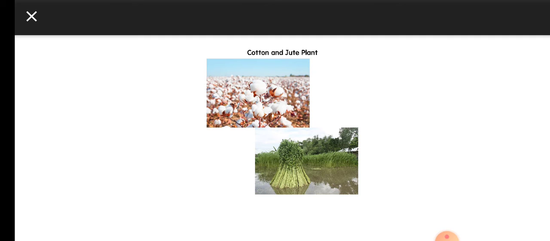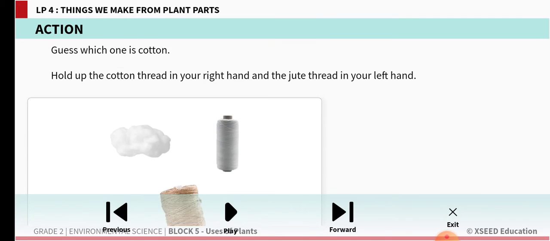And do you know children which part of the cotton we are getting the fiber? That is the fruit part. That white part is the fruit part. And in the jute plant, it is not the fruit part, it is the stem part from which we get the fiber. So in your EVS notebook, you will write, name the two plants shown here which will give us the fiber.